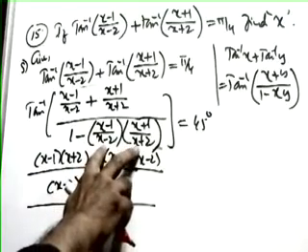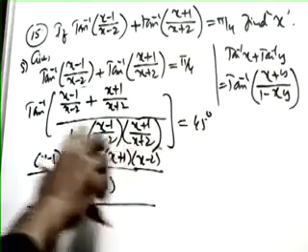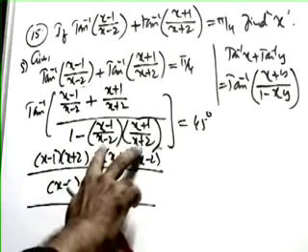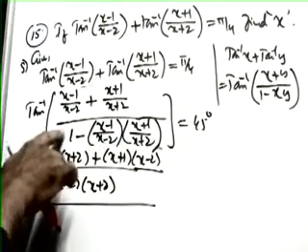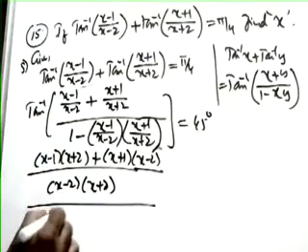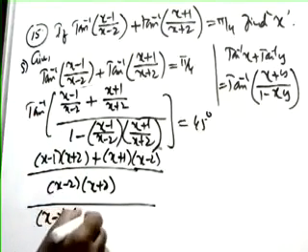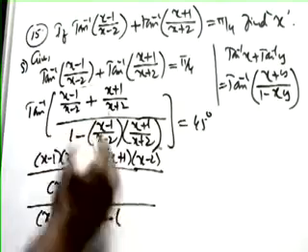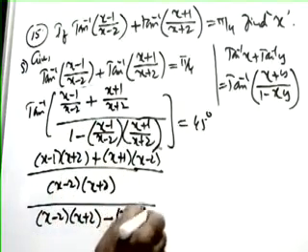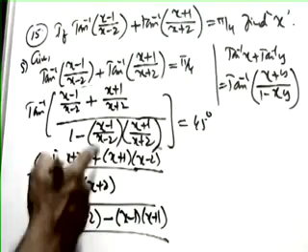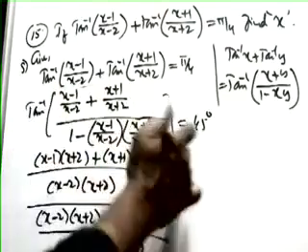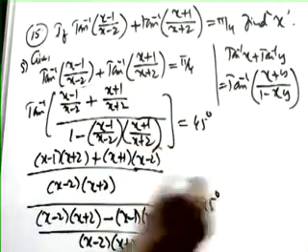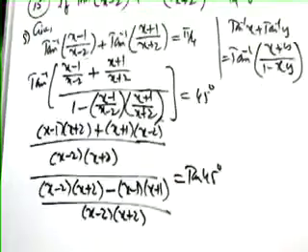In the same way, take the LCM in the denominator. What is here? x minus 2 into x plus 2. If you take the LCM, it will be multiplied with 1. Watch carefully: x minus 2 into x plus 2 minus, what is left here? x minus 1 into x plus 1, divided by the LCM x minus 2 into x plus 2, equals, so if we bring this tan inverse here, it will be tan 45.